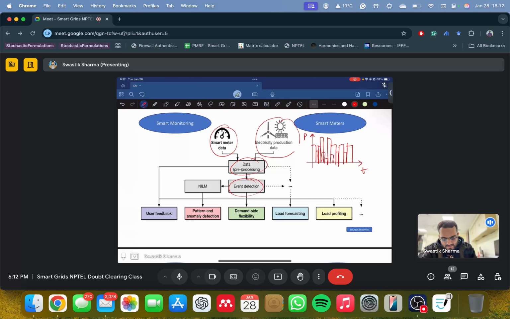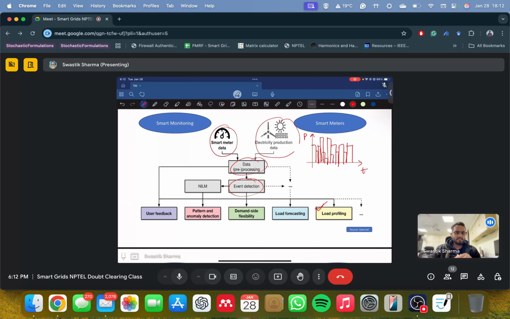So using this NILM and event detection, you can do load profiling. Let's say I want to talk about my refrigerator. Refrigerator is a cyclic load. What is a cyclic load? It does not stay on for 24 hours.